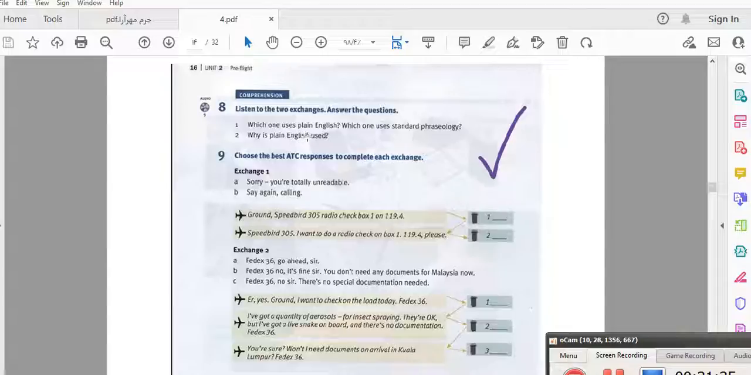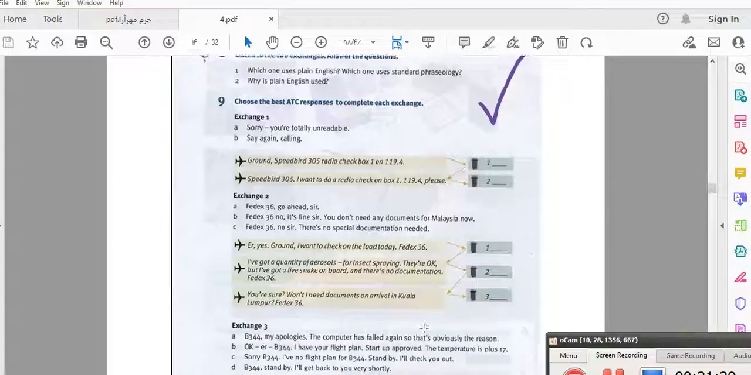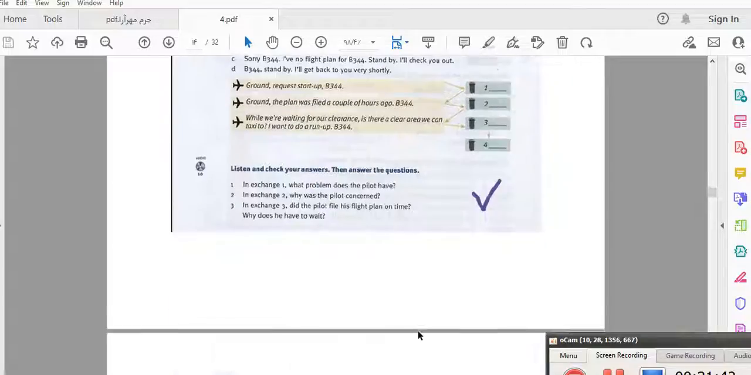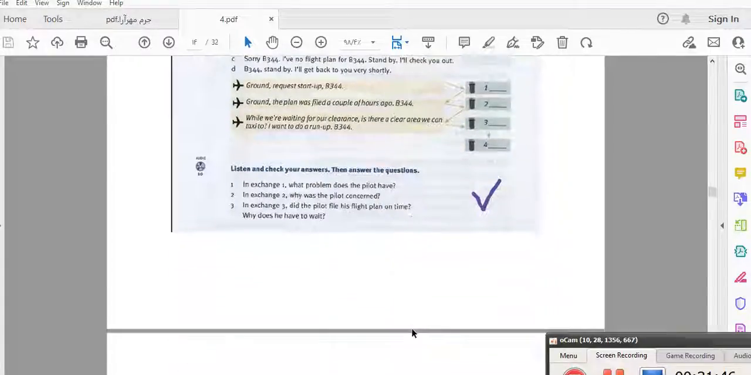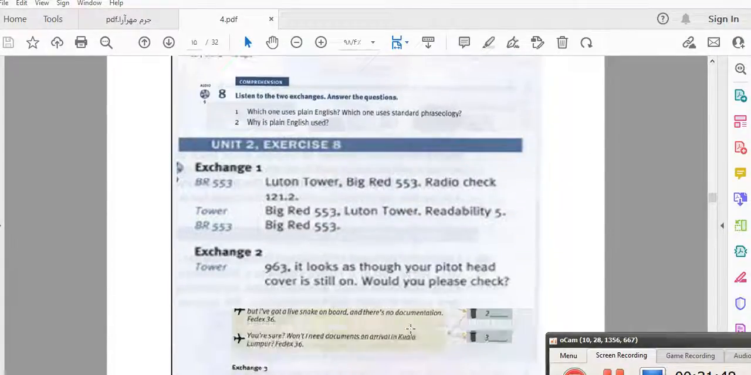Which one uses plain English? You see in this part, turn to this page. Turn to page 16, please. We're going to work on it.